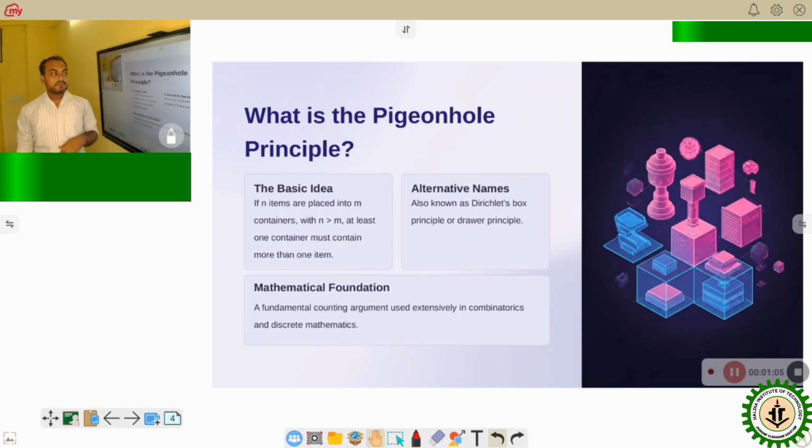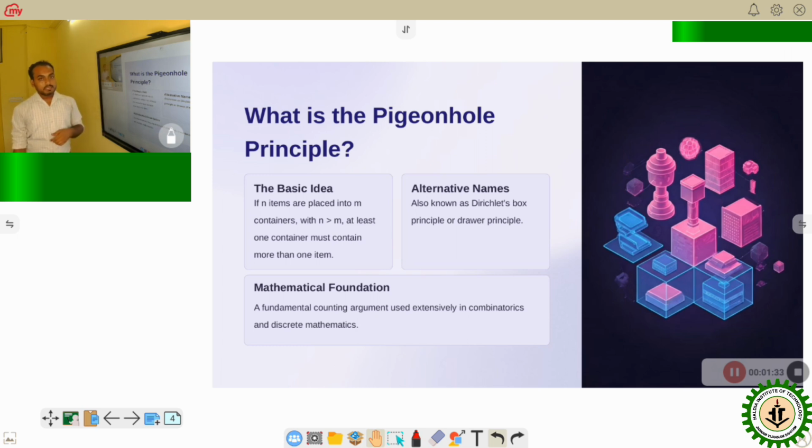So, what is the basic definition of the pigeonhole principle? The basic idea is that if you have n objects that are to be embedded into m containers, where m is the number of containers and n is the number of objects, and the number of objects is greater than the number of containers, then at least one of the containers should contain more than one object.